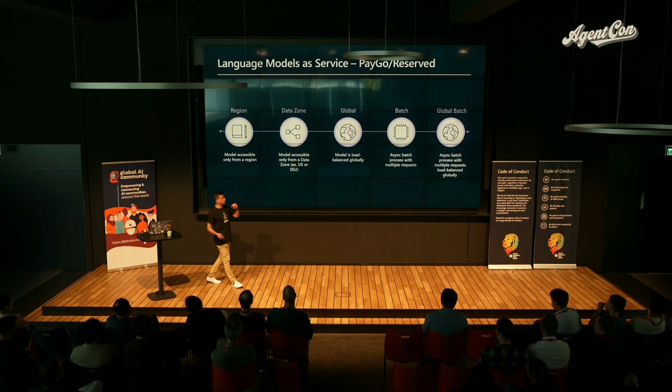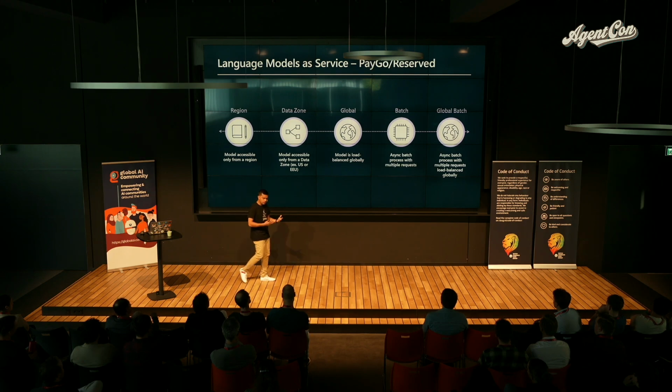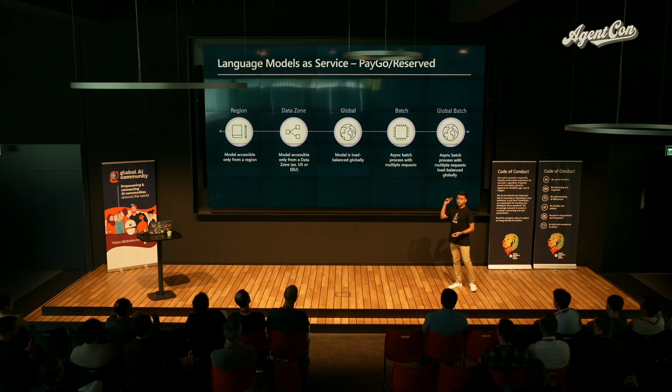The last two are basically for the async use cases. So if you have a batch type of job that needs to be done using a language model, you can either select a batch deployment or a global batch. So batch will stay in a region, and the global batch will globally load balance.